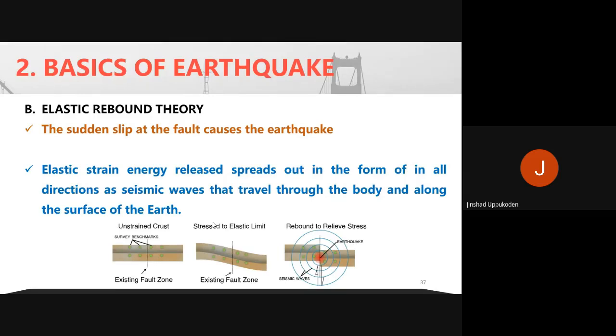So this elastic strain energy that is released will travel in all directions in the form of waves, which we call seismic waves, throughout the entire earth. It may go deep down, and depending upon the size of the earthquake, it may be very large waves or small waves. These may travel throughout the body of the earth, as well as on the surface. The entire energy gets relieved at one instant of time, and that energy release results in these seismic waves.